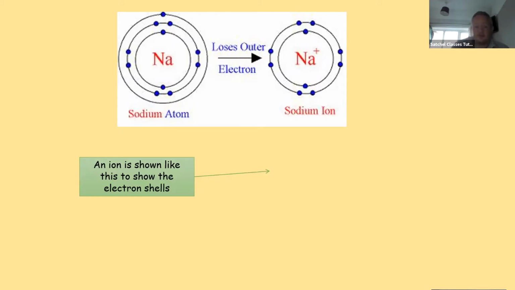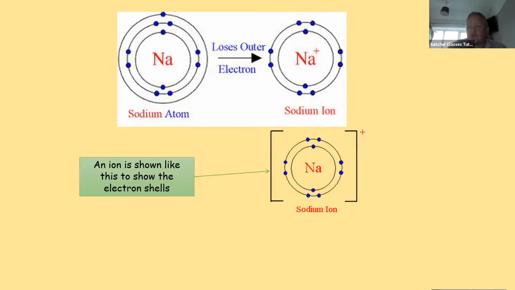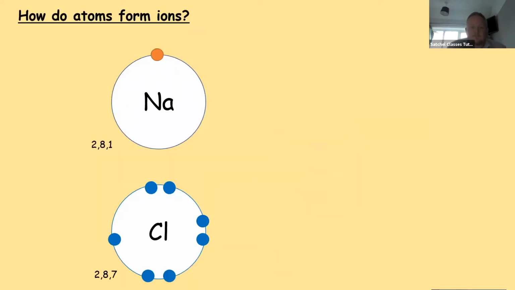So an ion can be shown like this to show the electron shells, where we use square brackets around the outside of the diagram, and then the charge outside to show the whole ion is positively charged in this case. Or it can just simply be shown like this, Na+, to say that that sodium atom has a 1+ charge. How do these atoms form ions then?